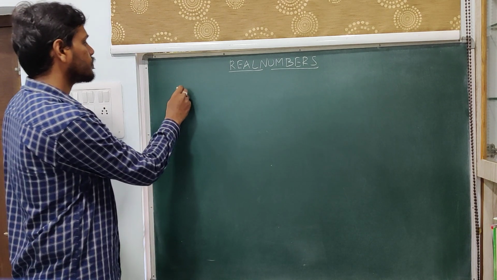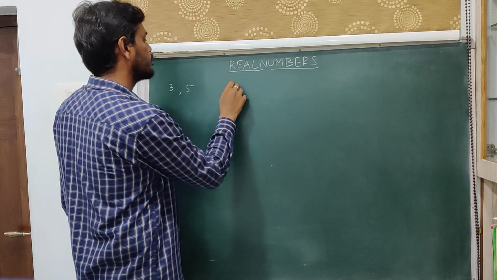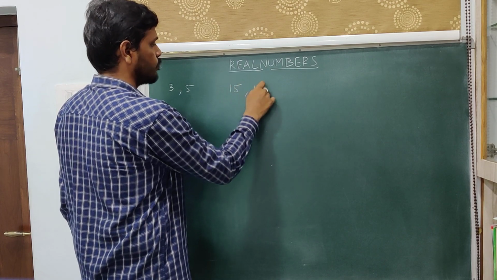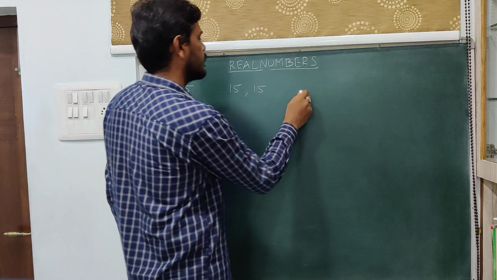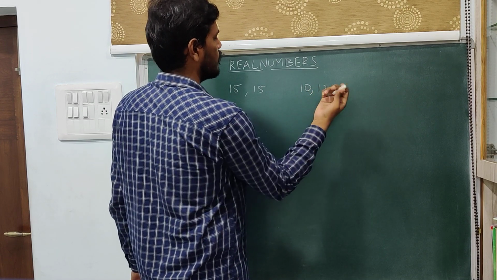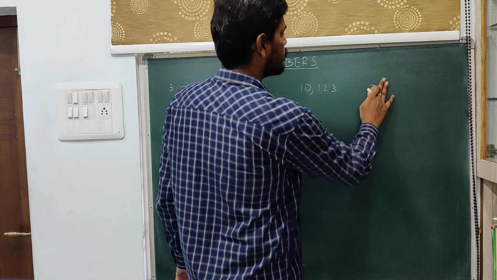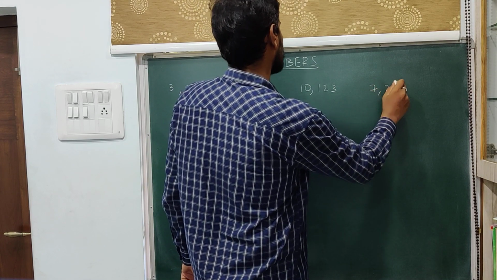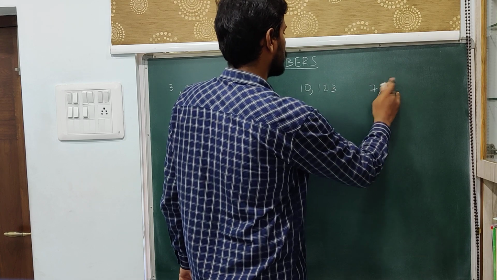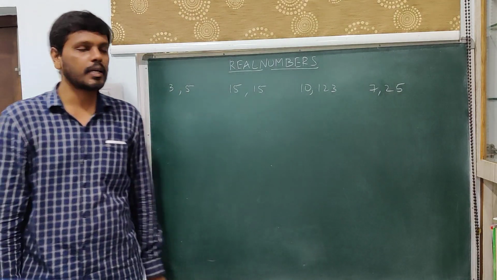Suppose, say, 3 and 5, then 15 and 15, then 10 and 123, then 7 and 25, and 24 and 20. So these are the pairs of numbers which I am trying to take.